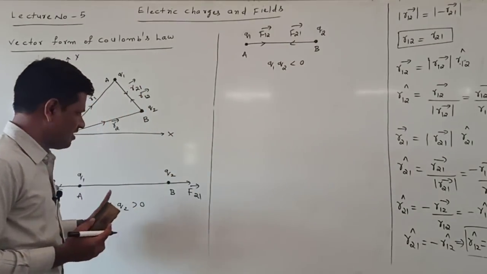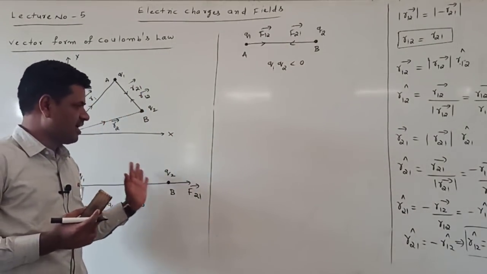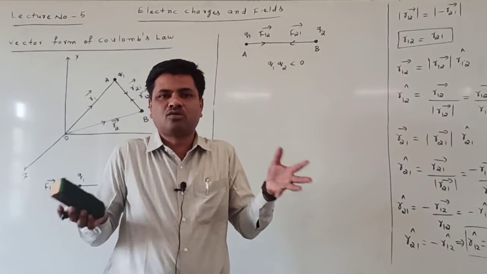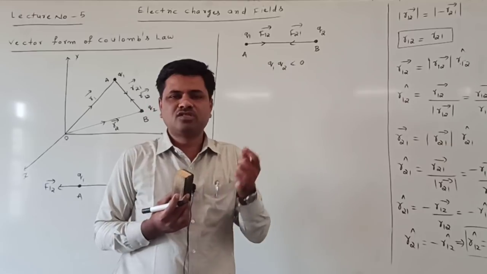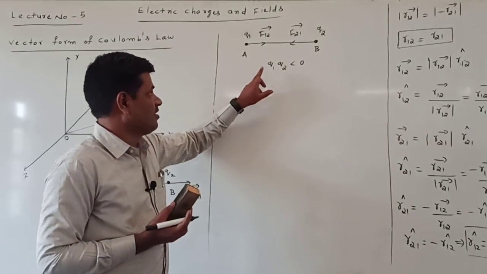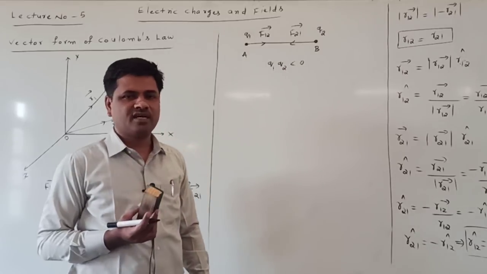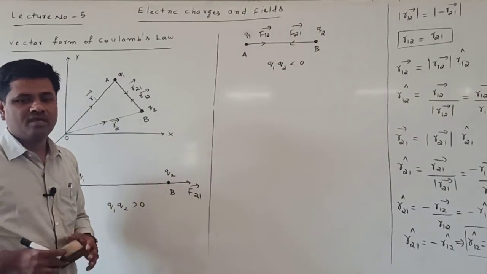Here the force of repulsion is there. That's the reason the forces are acting away from the charges. Here forces are acting in between the charges, or towards the charges, because these two are unlike charges. Unlike charges attract each other. Like charges repel each other.